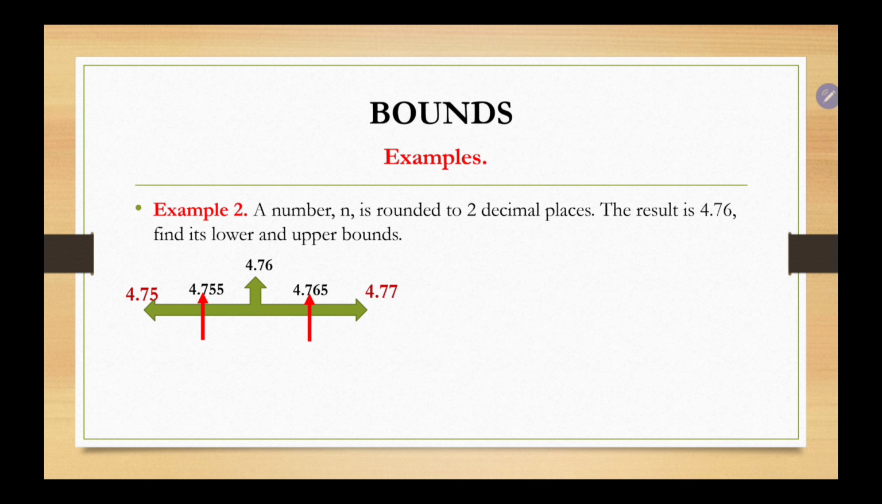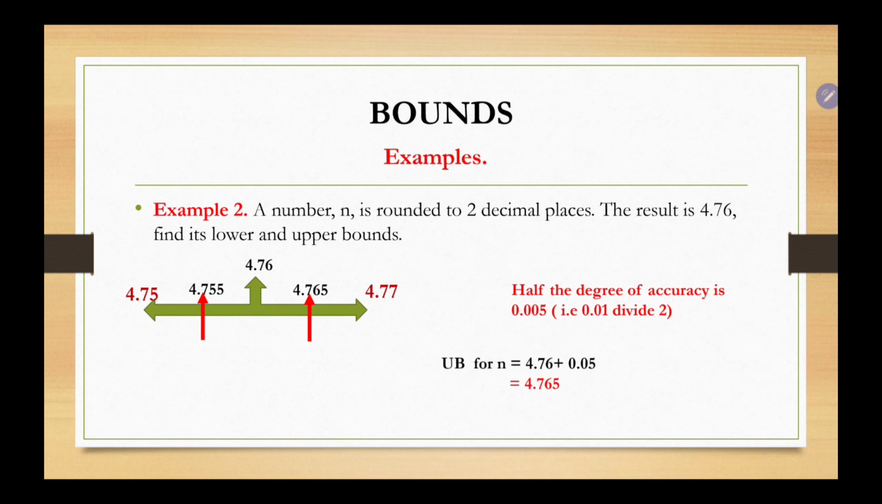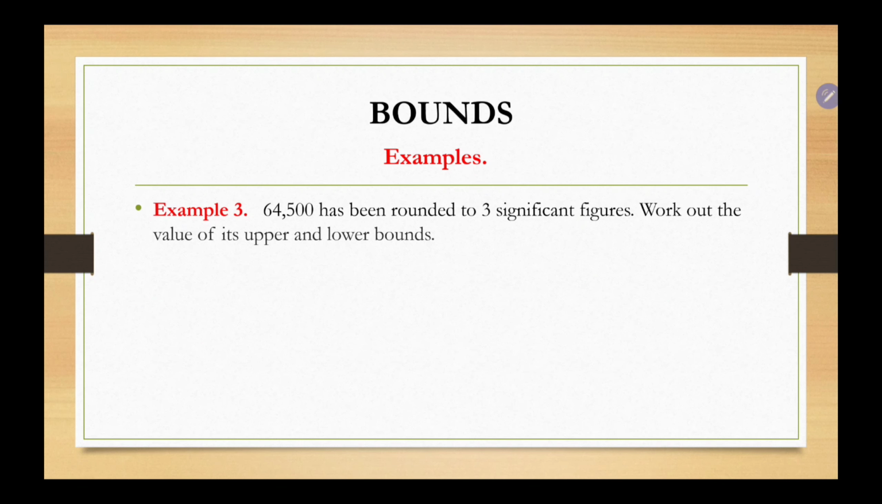Taking a look again at the other method where we have the degree of accuracy. In this case, we have two decimal places, so we're talking about 1/100th. That is equal to 0.01. So half of 1/100th is going to be 0.005. To get our upper and lower bounds, we just add and subtract this 0.005 from 4.76, and then we get our upper bound as 4.765 and the lower bound as 4.755.